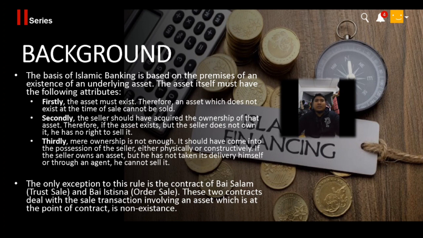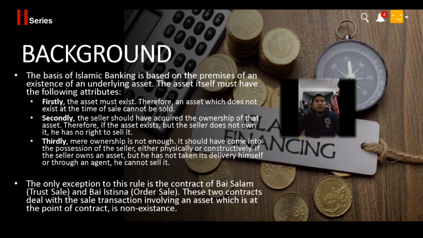I will continue the background of this topic. The basis of Islamic banking rests on the premise of an existing underlying asset. The asset itself must have the following attributes. Firstly, the asset must exist. Therefore, an asset which does not exist at the time of sale cannot be sold. Secondly, the seller should have acquired the ownership of the asset. Therefore, if the asset exists but the seller does not own it, he has no right to sell it.